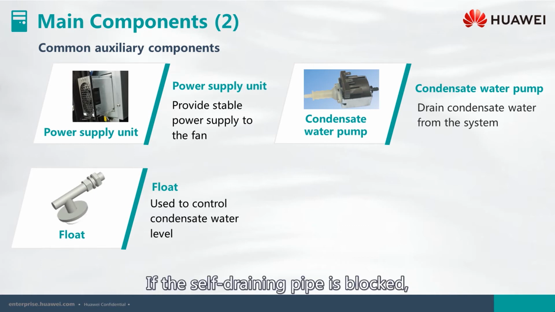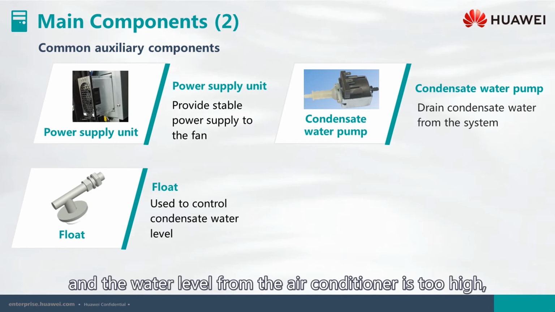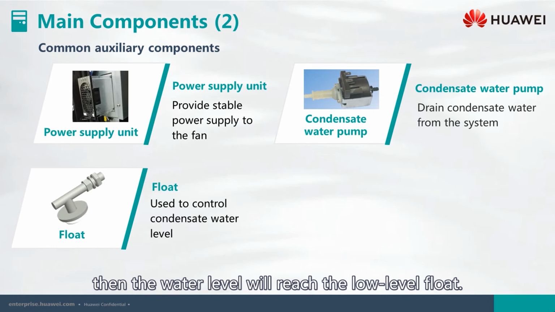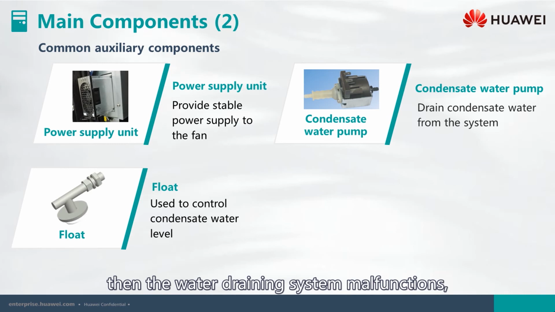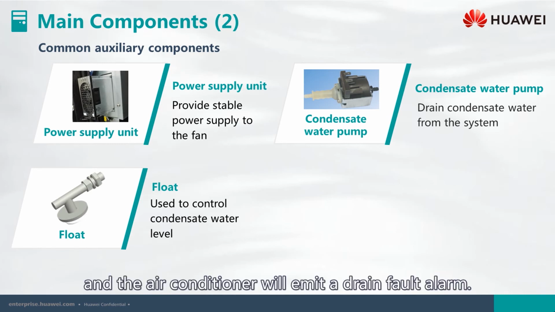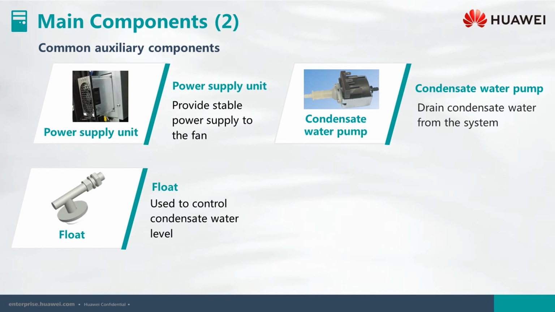If the self-draining pipe is blocked and the water level from the air conditioner is too high, then the water level will reach the low-level float. The pump starts working. If the pump or draining pipe is faulty, then the water draining system malfunctions, and the air conditioner will emit a drain fault alarm.